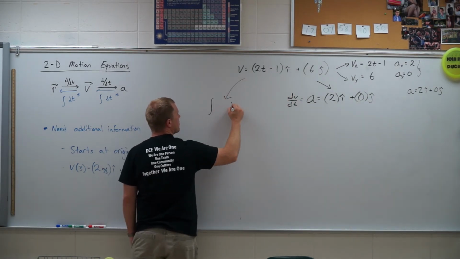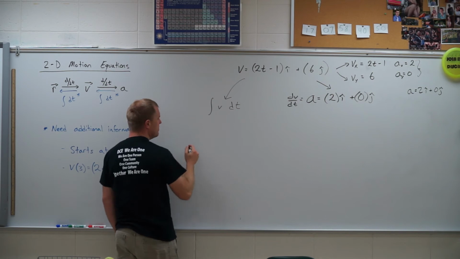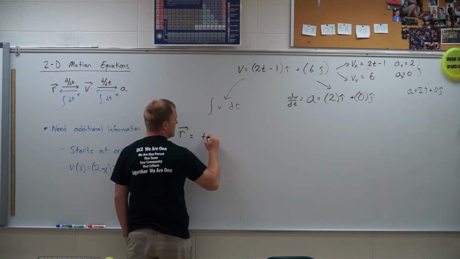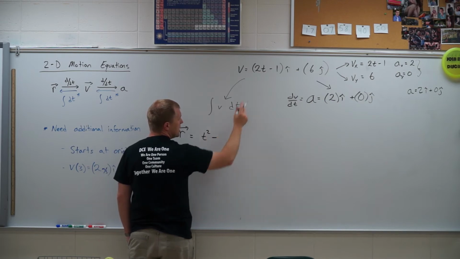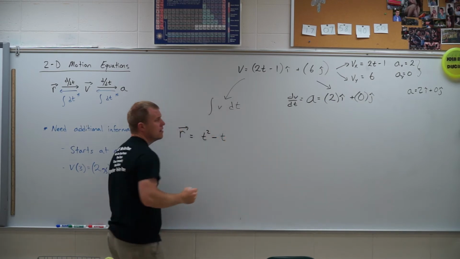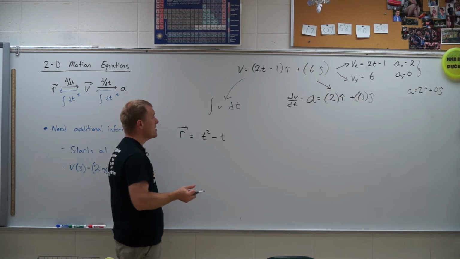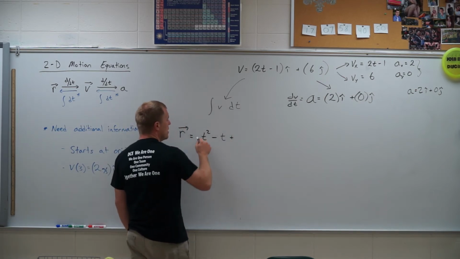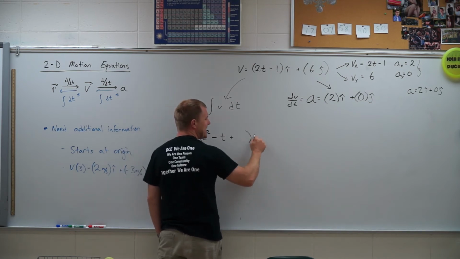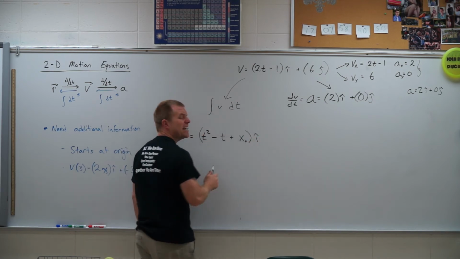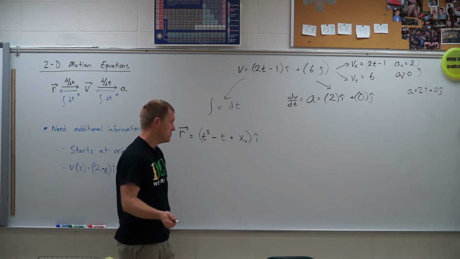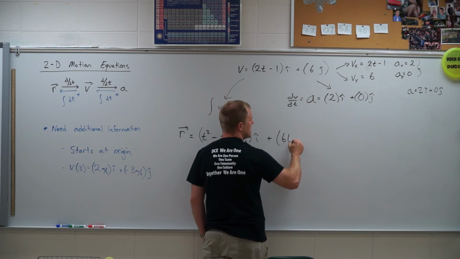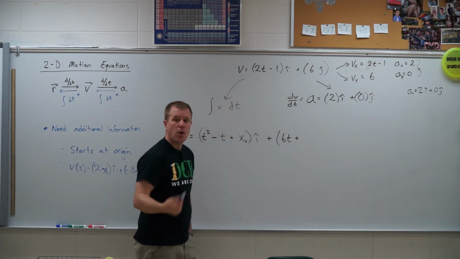Now let's take the integral of this to get a position function. I'm now going to integrate my velocity function with respect to time. And so my position function, I'm going to end up with t squared minus t. But I also have to have an initial condition, so I'm going to have plus something. Because this is inside that i hat, this plus something is my initial x position. Plus, in the y direction, I'm going to have 6t plus a y initial.